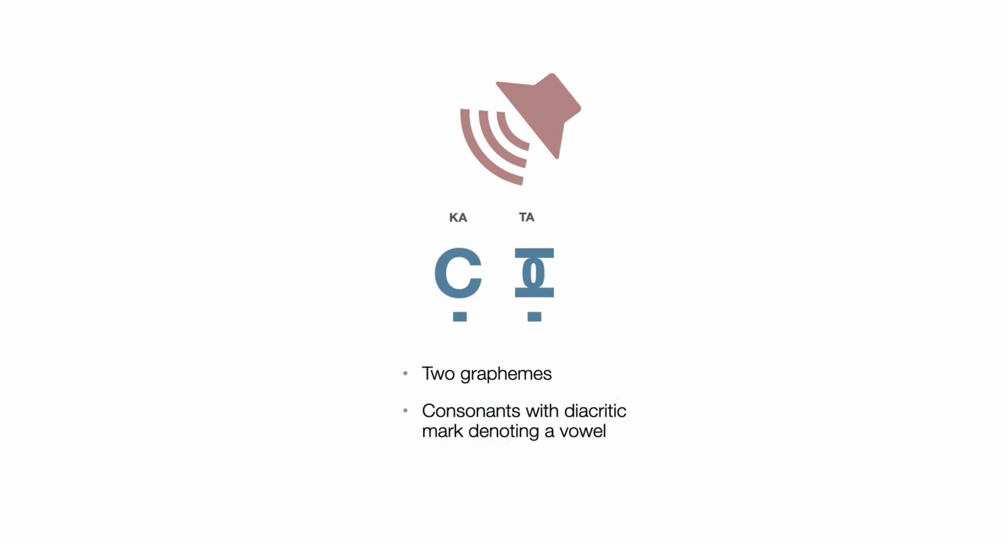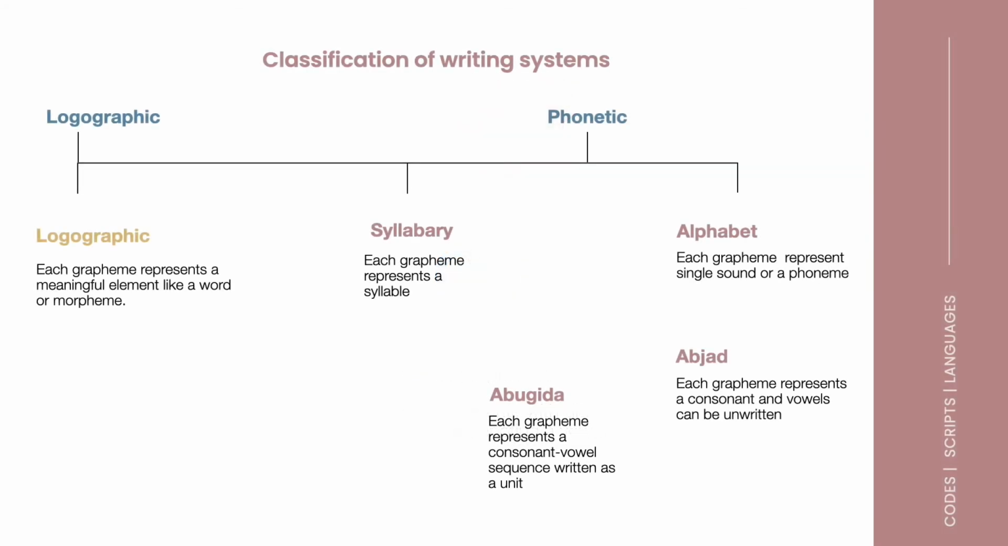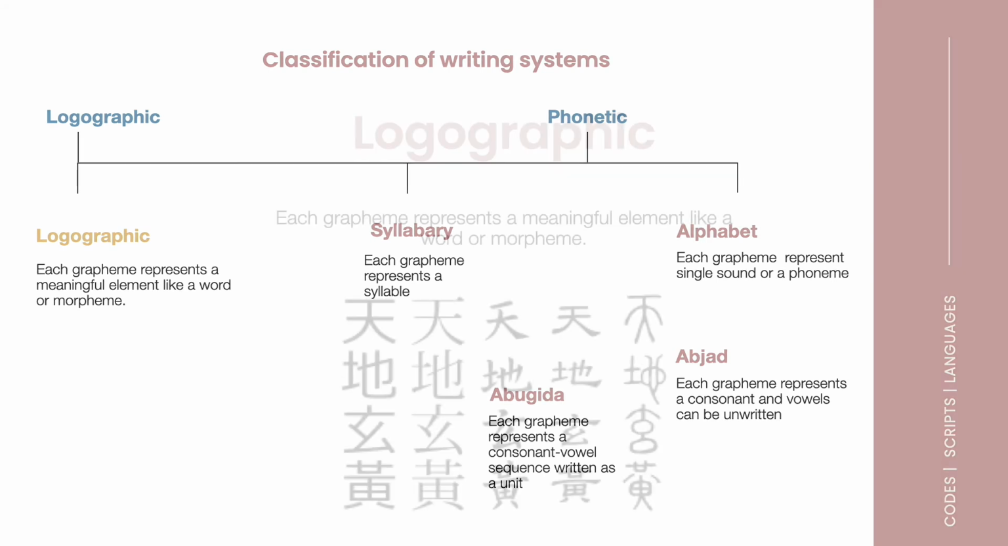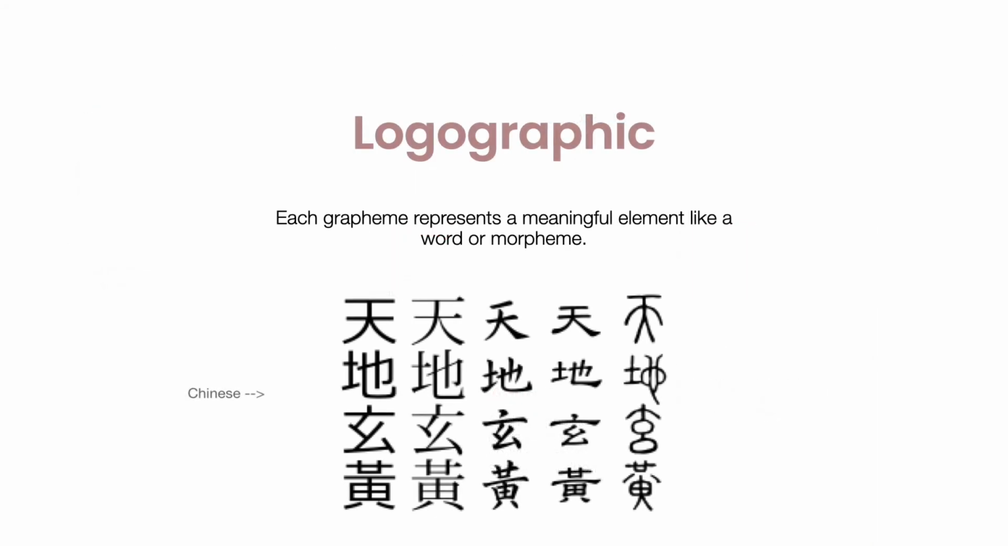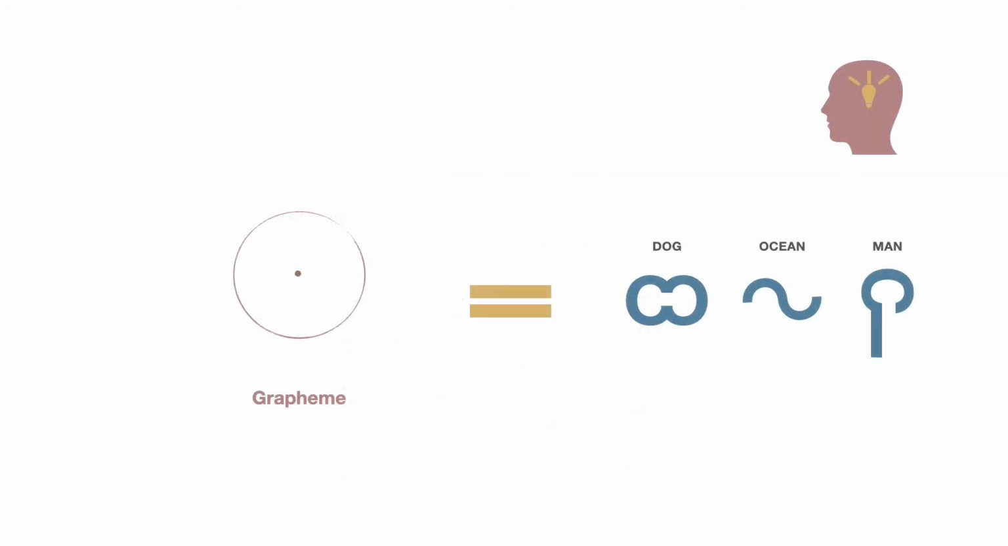The second major category of writing system is the logographic writing system. Here, each grapheme represents a meaningful element like a word or a morpheme. An example of a logographic writing system is the Chinese writing system. In this made-up example, we have 3 graphemes that represent complete words or concepts such as dog, ocean, and man. So, if we want to represent the word for the concept of a cat, we may use a single grapheme as such.